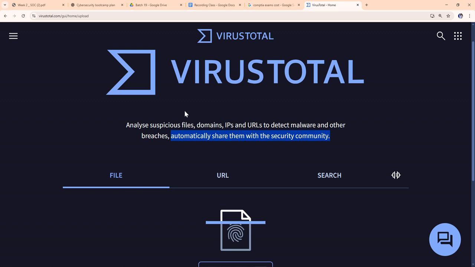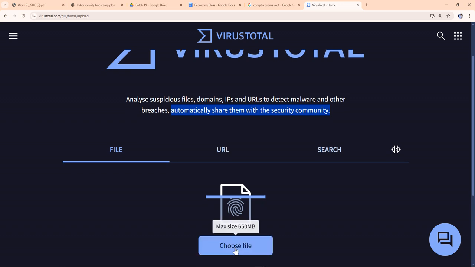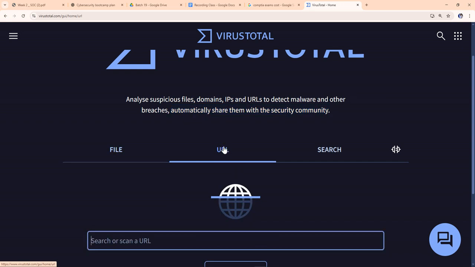So, what it means is, if you come across a file which you think is contaminated, that you think will breach your security, you might not just go ahead to open it. Just come here and upload it, and the platform will scan it and let you know, okay, this file is clean or it is not clean. Then, if you have a URL, someone sent you a link.